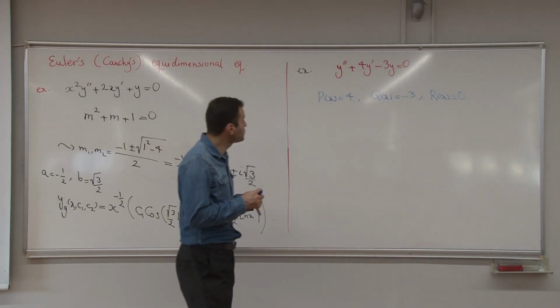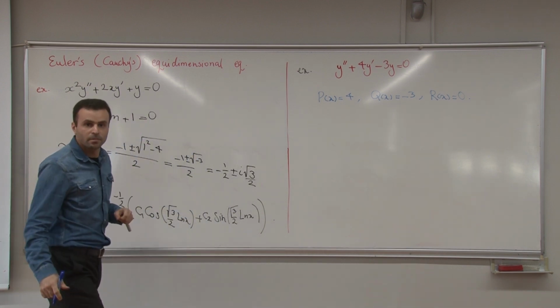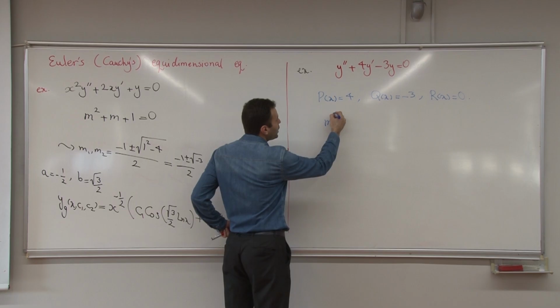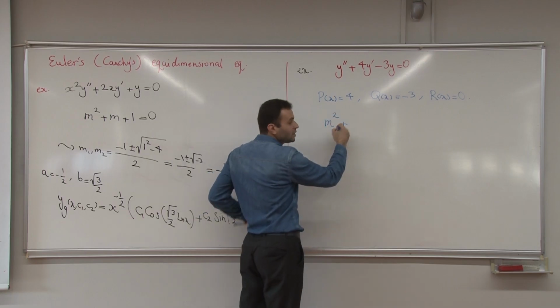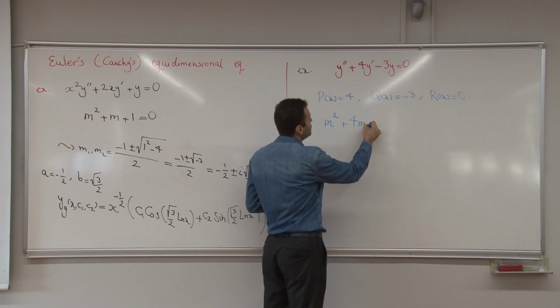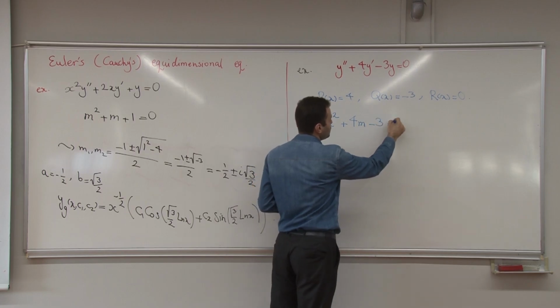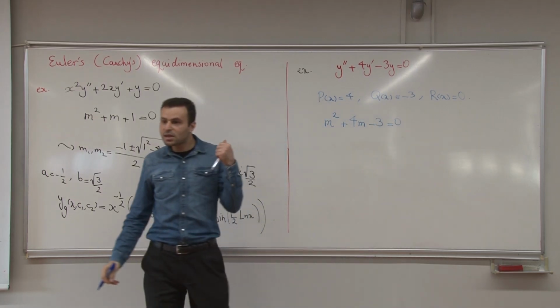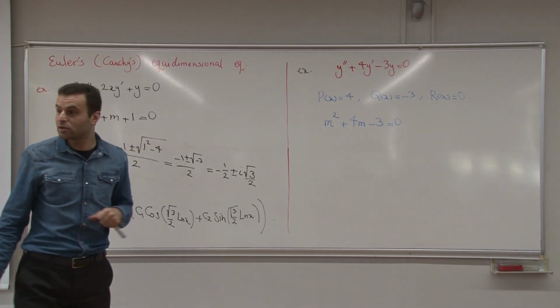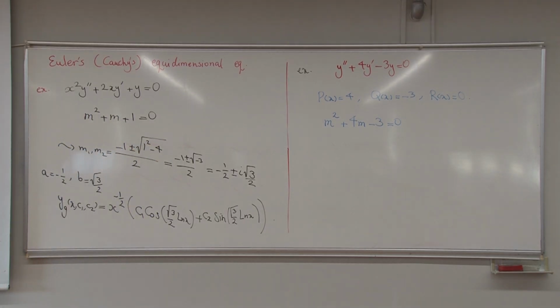Now, what is our characteristic equation that we need to write here? Yes, our characteristic equation is going to be m to the power of 2 plus 4m minus 3 equals 0. Why? Because this is a second order equation with constant coefficients. This is not a Cauchy equation.